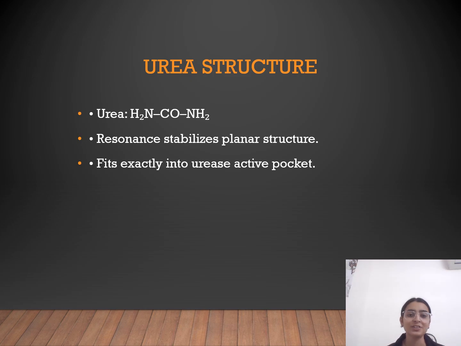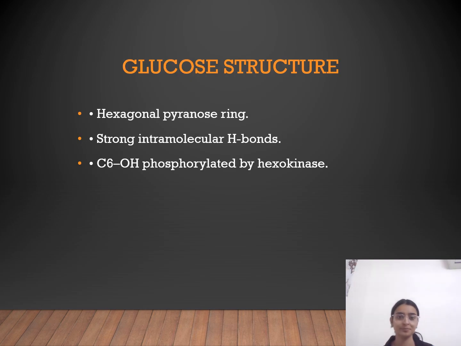Now, the urea structure. We all know that the formula of urea is NH2CONH2. It is a resonance-stabilized planar structure which fits exactly into urease's active pocket. The glucose structure is, as we all know, a hexagonal pyranose ring with strong intermolecular hydrogen bonds, with the C6 OH phosphorylated by hexokinase.